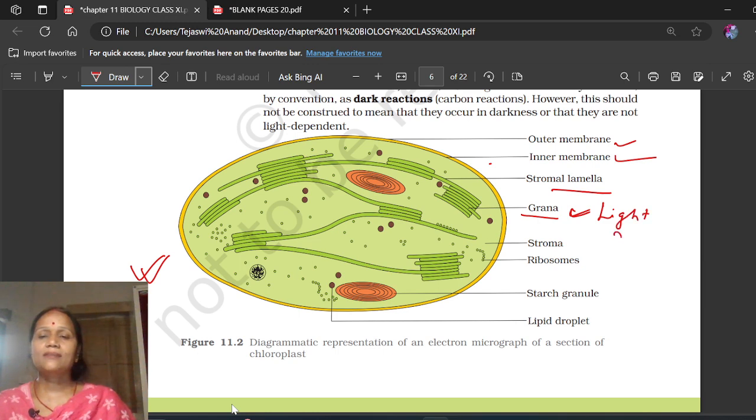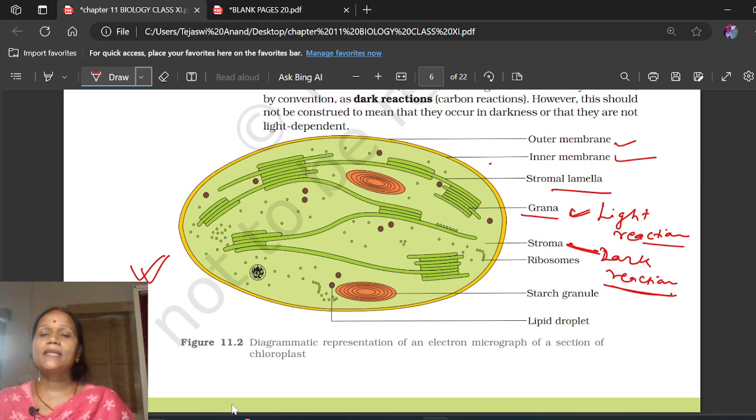ग्रेना में ही लाइट रिएक्शन होता है. दिस इज वेरी इंपॉर्टेंट टॉपिक दैट यू हैव टू अंडरस्टैंड. In stroma there will be dark reaction, and there are two types of reactions occurring till the final synthesis of carbohydrates. Two reactions occur, light reaction and dark reaction.